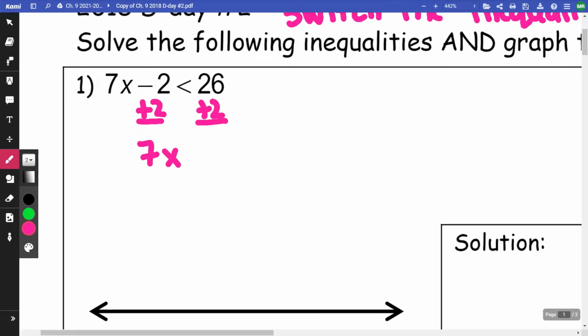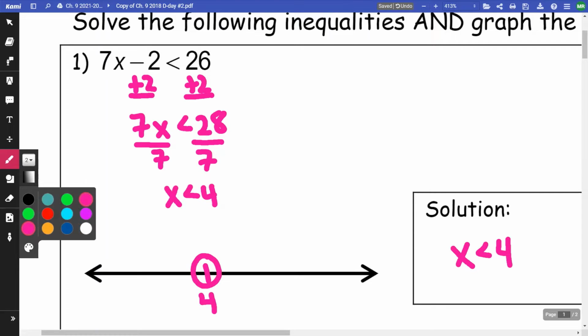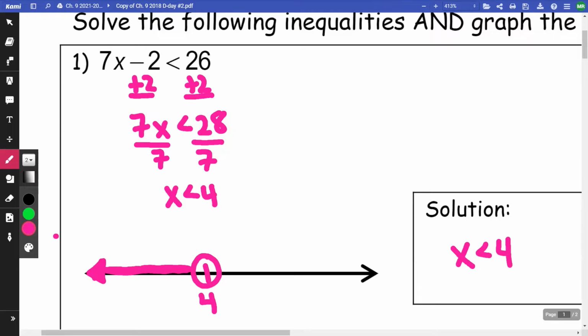So on number 1 here, first thing I'm going to do is add 2 to both sides. I get 7x is less than 28. We're going to divide by 7, and we get x is less than 4. That is going to be our solution. And when we are doing this on our number line graph, I want to put 4 here because that's my boundary point. It's going to be an open circle because there is no equal underneath my inequality. And this is x is less than, so I am going to be shading to the left. That is my graph, and that is my solution.